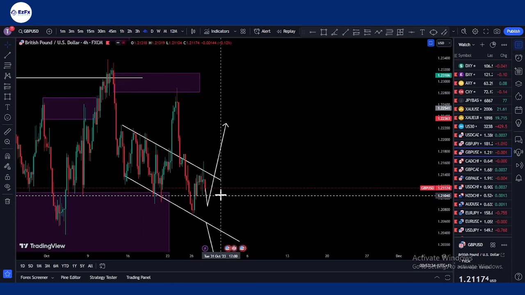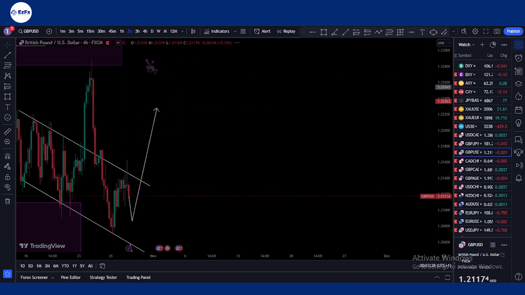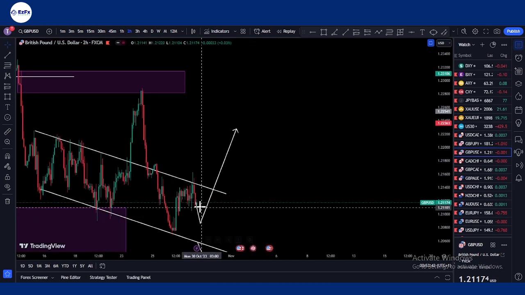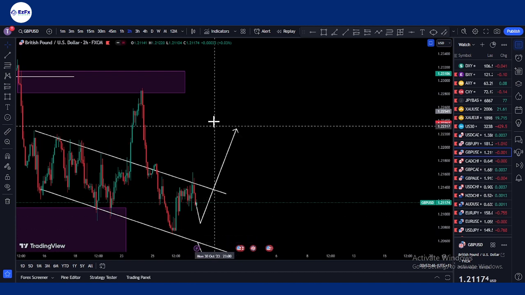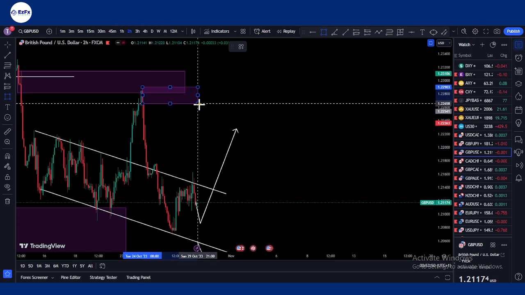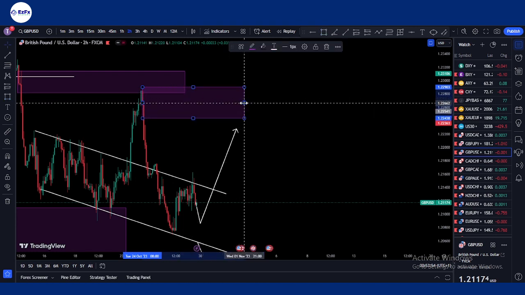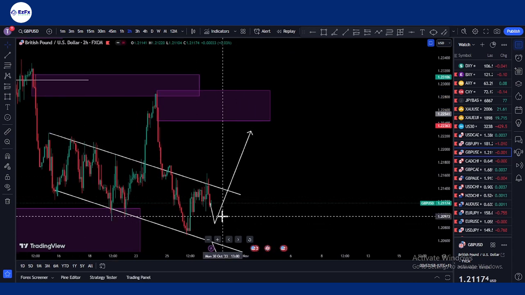So I'm expecting price to still drop a bit. Let me go down to the 2-hour time frame to show us a bit better. I'm expecting price to just drop a little bit, and then we have a buy movement. The reason I'm watching out for that is I just want to see price still obey or still respect this downward channel for just a little bit longer.